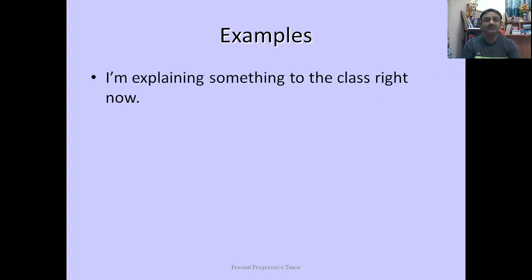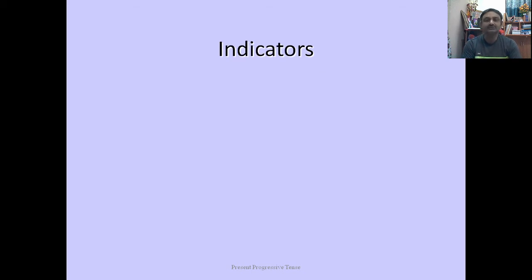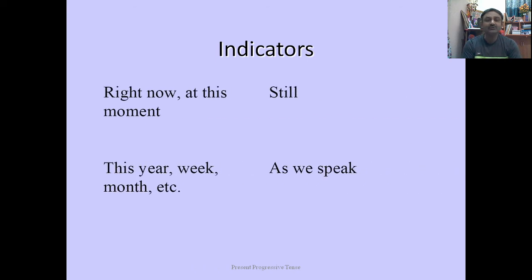Examples: I am explaining something to the class right now. She is taking 20 credits this semester. She is understanding English more and more because she moved into the dormitory. Now the indicators are right now, at this moment, this year, week, as we speak, month, etc.